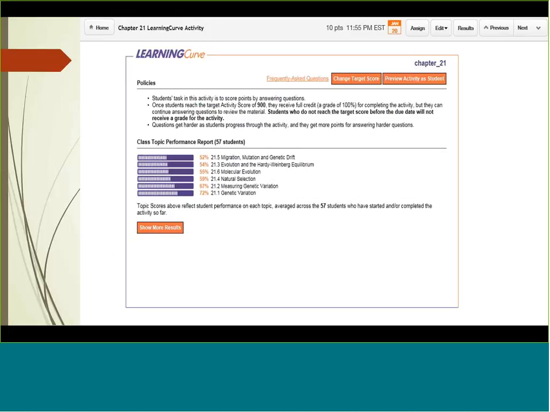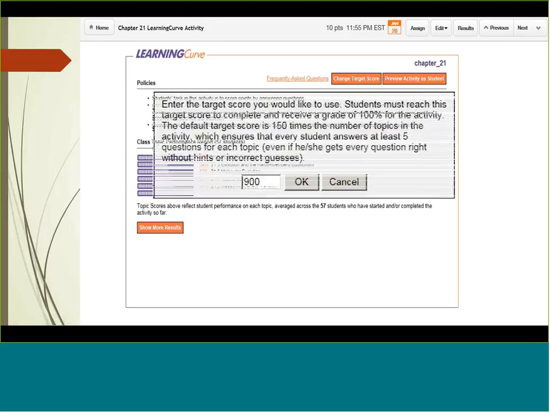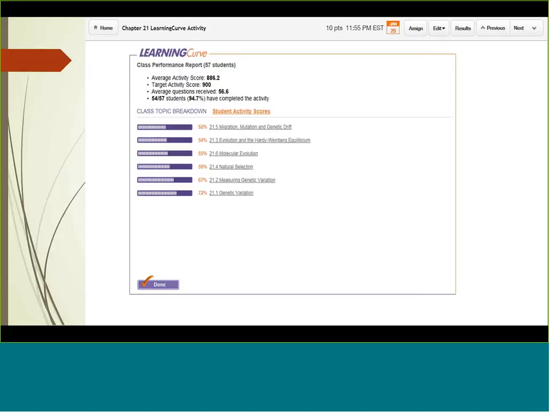This is inside actually assigning learning curve, and so it covers the entire chapter, and I'll speak about that in a minute. You choose what target score your students are going to have to achieve in order to get credit. It gives you some details about how to choose a target score. Again, you either get the credit or not. There's no partial credit in learning curve. For my students, at this point, 57 students had taken it, and I could take a look and see where they were having troubles in terms of the chapter before the explanation.